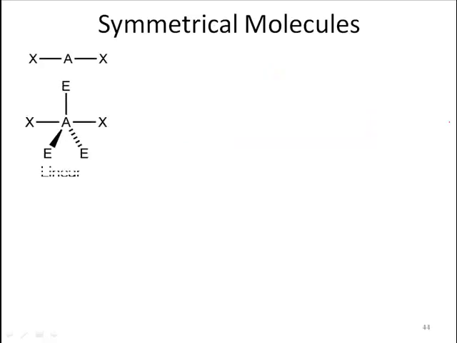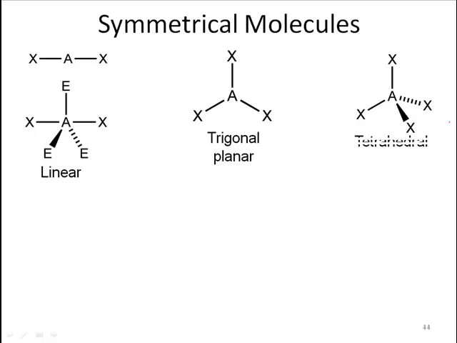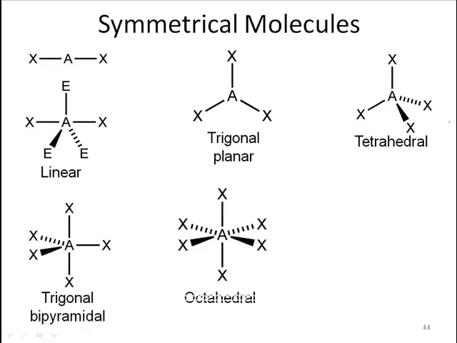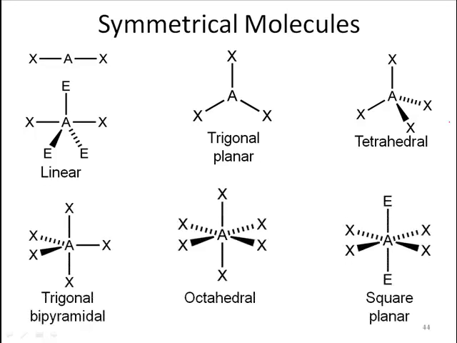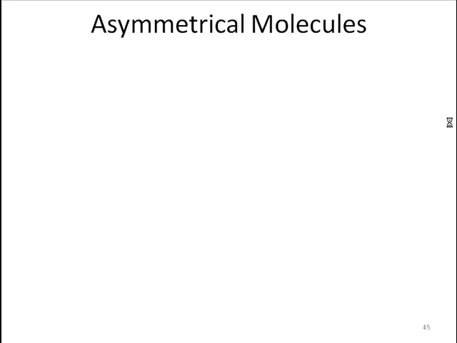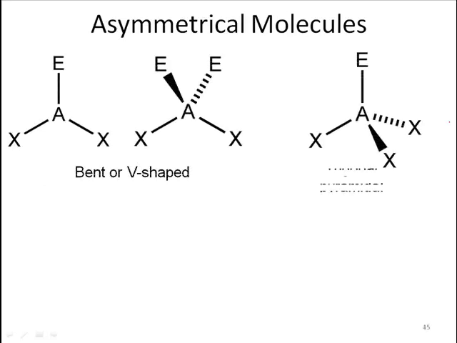Now, we were talking about symmetrical molecules. It's good to know which ones are symmetrical, because these could be non-polar if everything around the outside is the same. So linear, trigonal planar, tetrahedral, trigonal bipyramidal, octahedral, and square planar are all symmetrical molecules. Again, assuming all the X's around the outside are the same atom, or the same electronegativity difference, you're going to get non-polar molecules. Things that are asymmetrical.